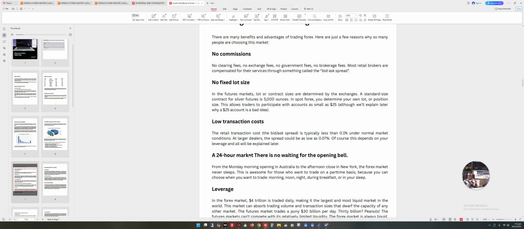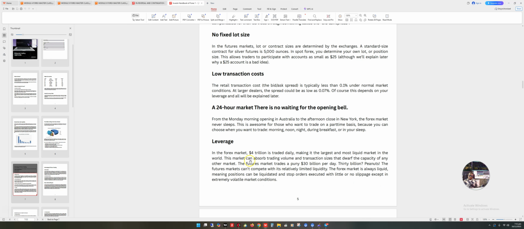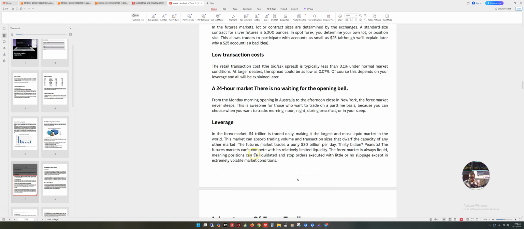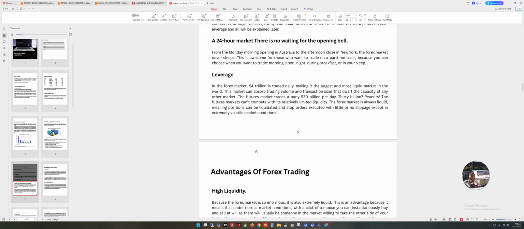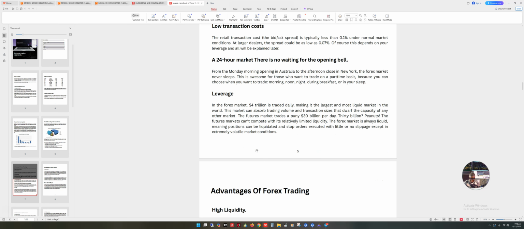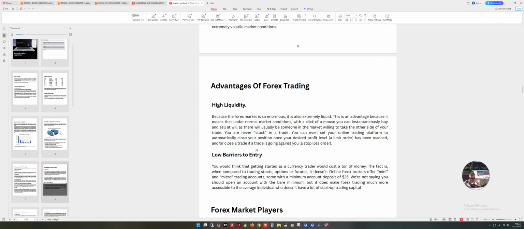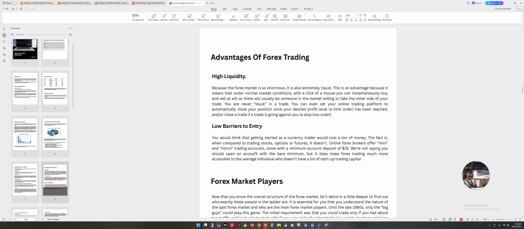Meaning you can trade it from Monday to Friday without any barrier. Then the market also has very good leverage, which the brokers offer you for you to be able to trade in the Forex market. So that's why Forex has a lot of advantages. Of course, there is high liquidity, a lot of money to be made in the market. There's also a low barrier to entry. You can trade with as low as $100 with your leverage.